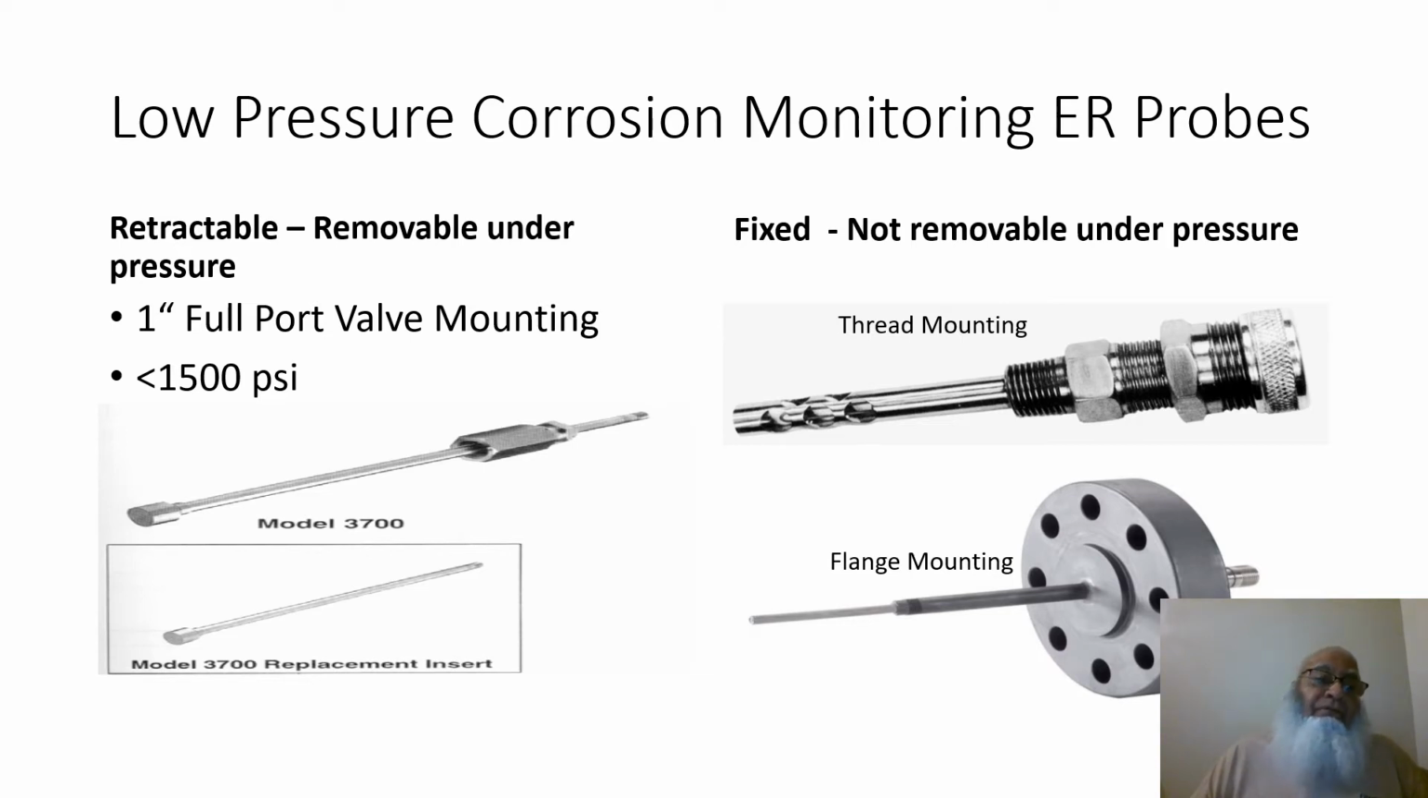Although its pressure rating is given as 1500 psi, normally it is better to have it in a lower pressure, but 1000 plus, to have a safety margin in there. On the right, you have the fixed non-removable under pressure probes. One is the thread mounting probe, the other is the flange mounting probe.